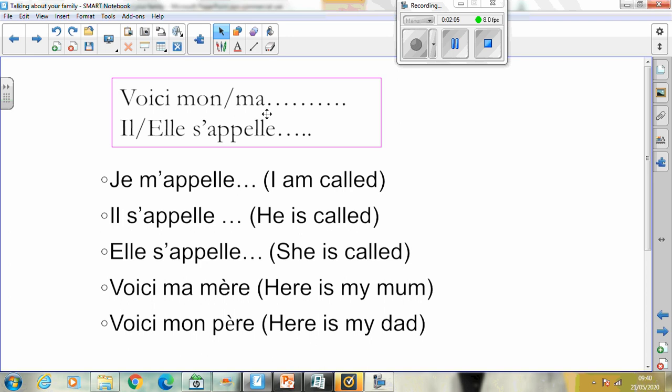The other new phrase is il s'appelle. Il means he, or elle s'appelle. Elle means she. He is called or she is called. So let's go through the phrases one by one, and I'll pause after each phrase for you to repeat after me.